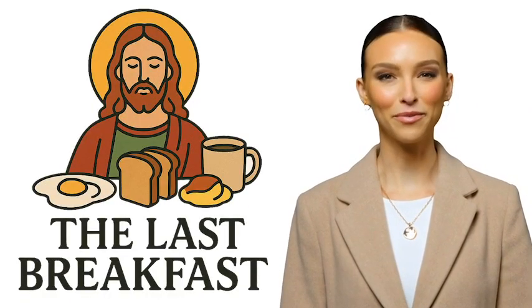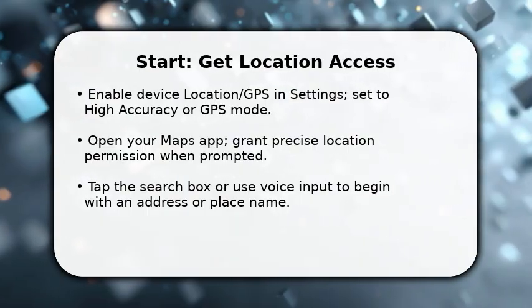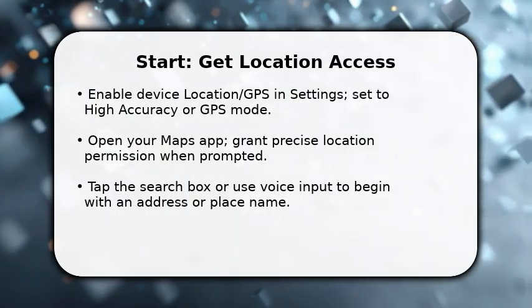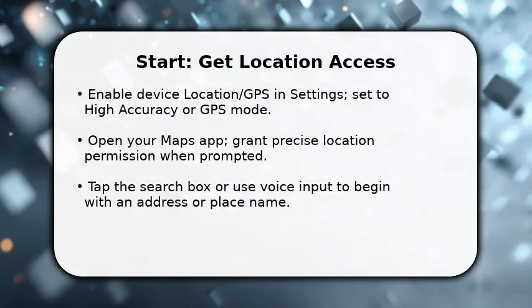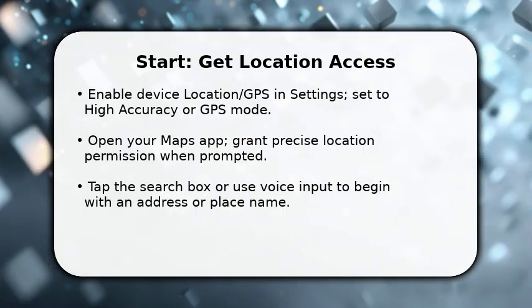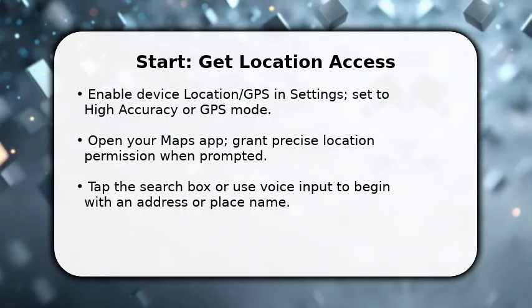Please enjoy the video. You start by giving the app permission and a way to get accurate data. Turn on location or GPS and choose high accuracy so the map uses Wi-Fi and satellites. Once done, open your Maps app and accept precise location access. This lets the app place you on the map.